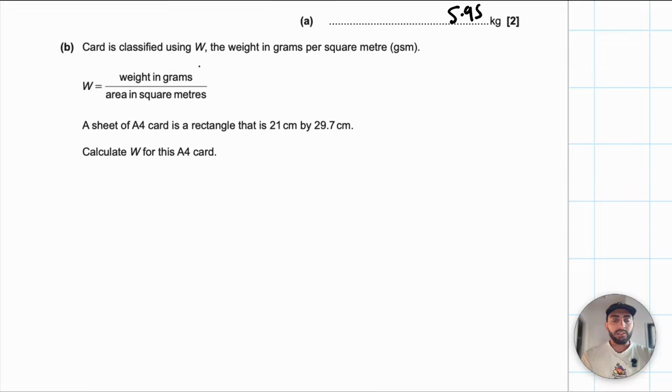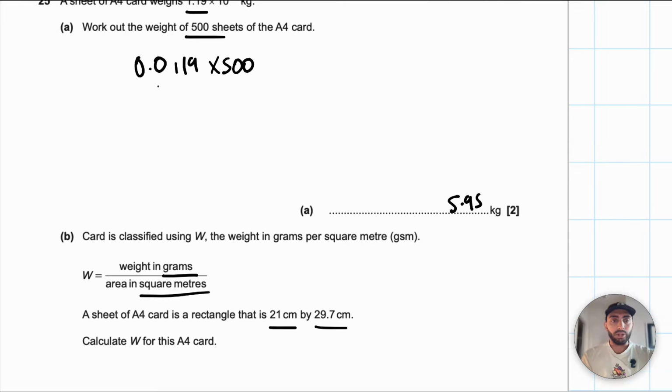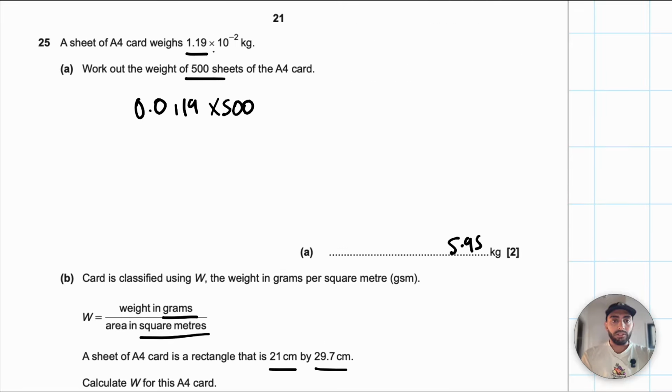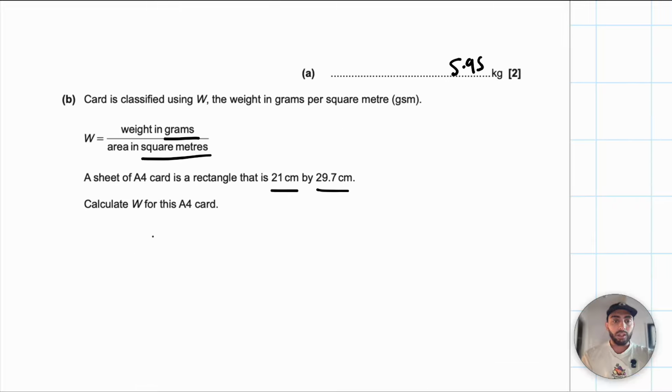Part B. Card is classified using W, the weight in grams per square meter. W is equal to the weight in grams divided by the area in square meters. A sheet of A4 card is a rectangle that is 21 centimeters by 29.7 centimeters. Calculate W for this A4 card. Let's first consider this weight in grams. In the previous question, they gave us the weight in kilograms, so we need to multiply this value by 1,000. We're doing 0.0119 multiplied by 1,000. That's being divided by the area in square meters.